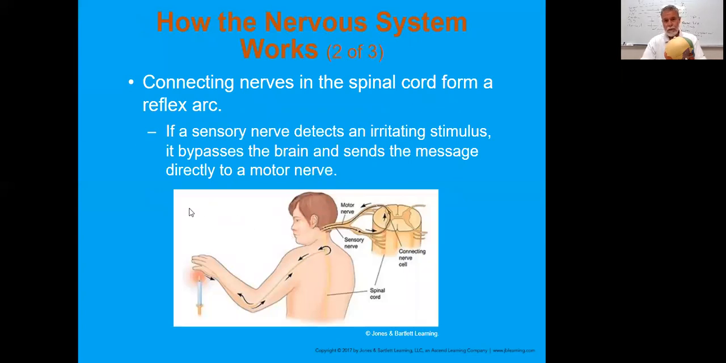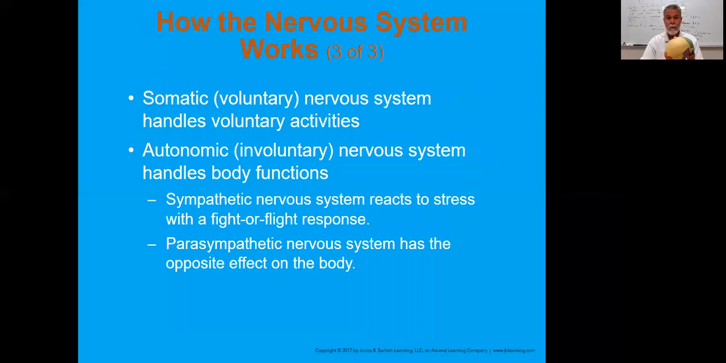Connecting nerves in the spinal cord actually form this reflex arc. This is where if you actually have that annoying or irritating form of stimuli, it can bypass the brain and send it directly to the motor nerve. Right? Again, all done so fast as this is taking place, but that's just a pretty unique idea or concept of what the body can actually do as a means to protect itself.